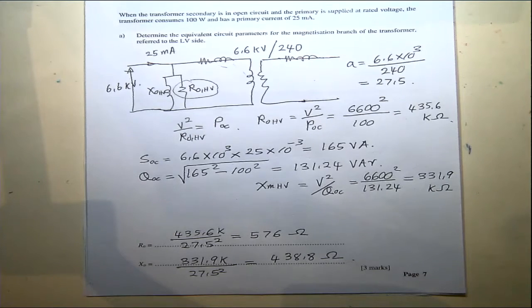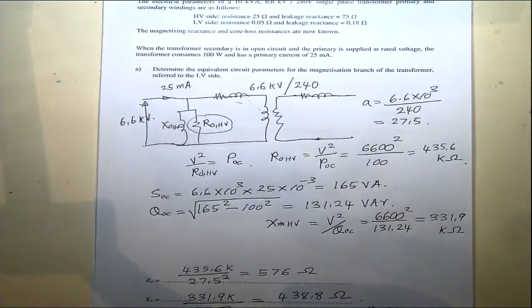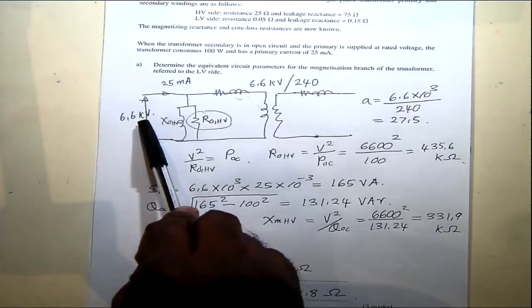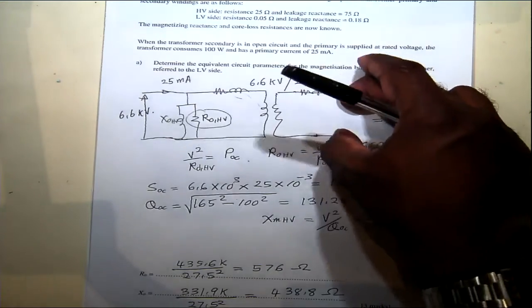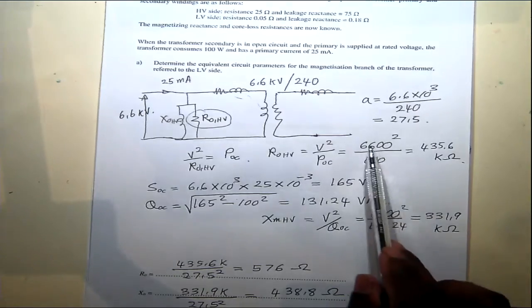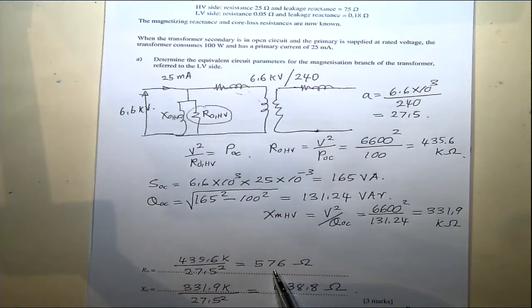So that's one way you could do this. You could do it in an alternative way. You could initially assume that this is already referred to the low voltage side. If you do that, then you are exciting this at 6.6 kV, and the corresponding secondary voltage will be 240. So you assume 240 on this side and then do the calculation for that particular 240 squared divided by 100, you'll end up with this value.